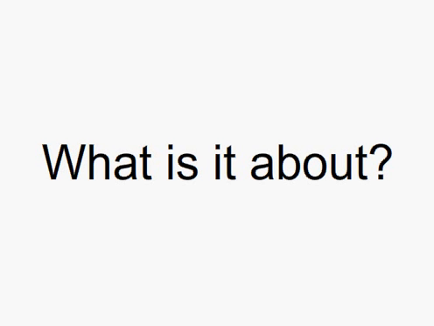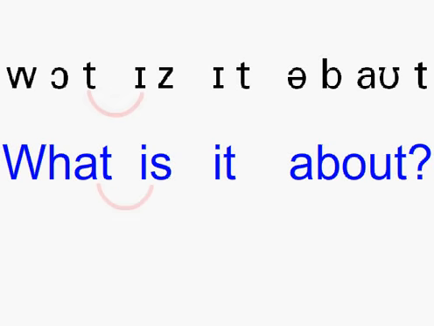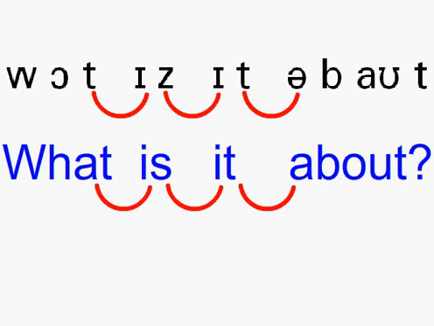Listen to this example. What is it about? What is it about? Reading slowly, you can hear that the T of what is actually the beginning of the word is, and the final sound of S in is seems to be the beginning of the word it, and so on.